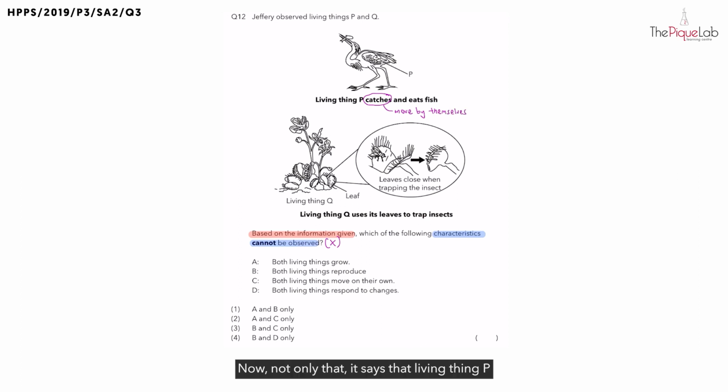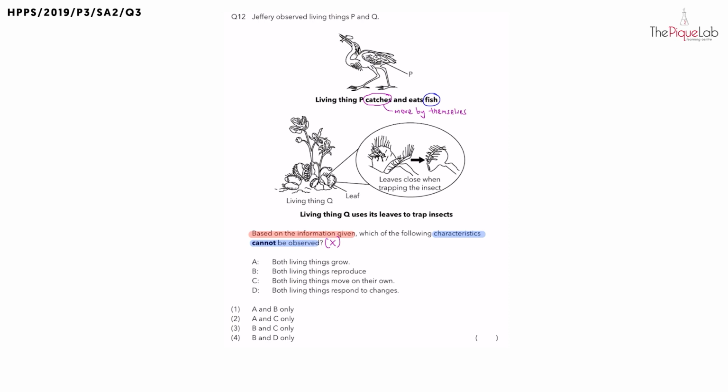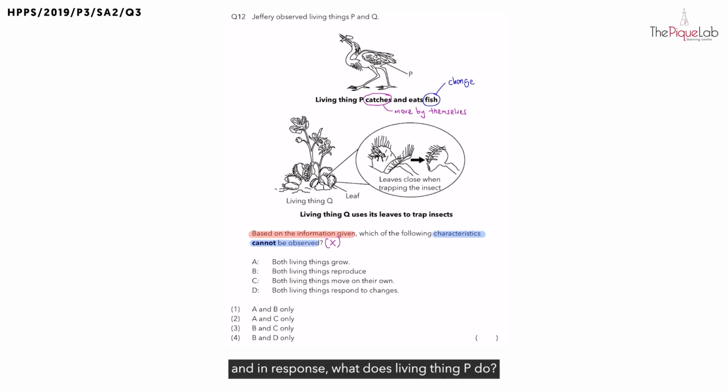Now, not only that, it says that living thing P is only going to catch and eat the fish. Now, think about this. Do you think living thing P will move to catch the fish if it doesn't see any fishes? No, it's only when it sees the fish, then it will move to catch it. So in short, the fish is like the change in its environment that it sees. And in response, what does living thing P do? Living thing P is going to catch it. So this is the response. So what characteristic of living things does this show us? It also shows us that living thing P responds to changes around them.